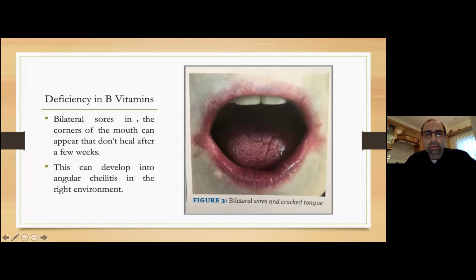If we don't provide this additional need, then the following conditions can occur. So I just don't want to take up too much of your time. You can see here deficiency in B vitamins. Here's a picture of a person with soreness in the corners of their mouth, which are not healing after a few weeks. These are bilateral sores, and a cracked tongue as well. Deficiency in B vitamins can result in soreness in the corners of the mouth, which don't heal as they should. It can result in a condition called angular cheilitis, which it can develop into.